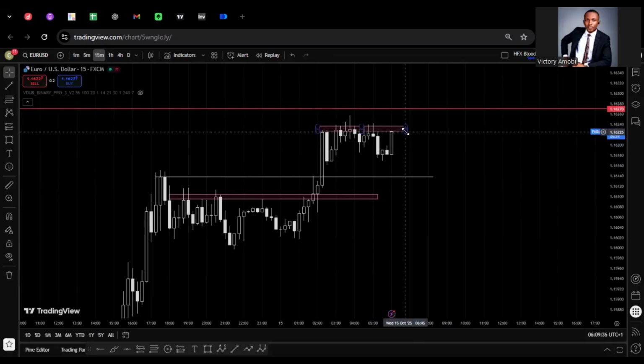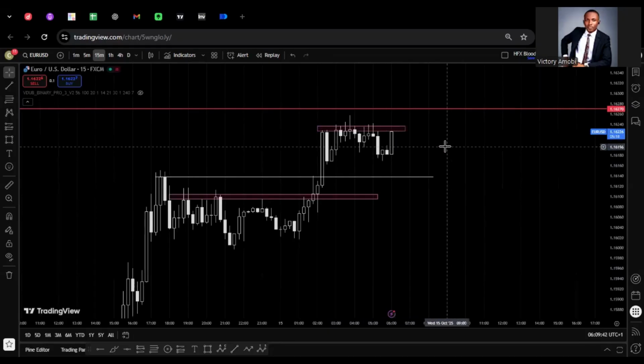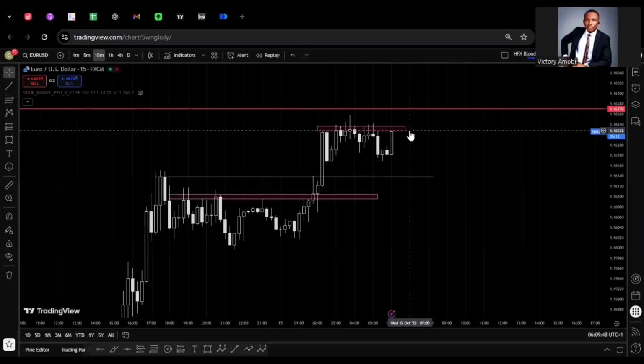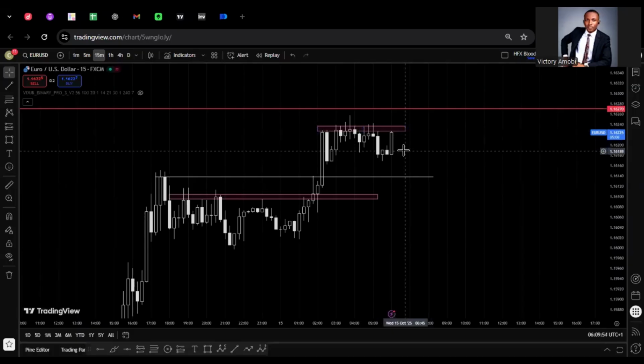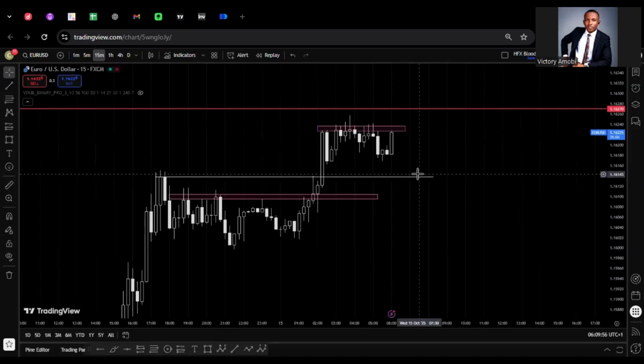This is actually a good point to enter for a sell. But now, as a trader, you wouldn't want to trade against the trend, right? Taking a sell here is tantamount to taking a counter trend trade. It doesn't mean your sell wouldn't go through.